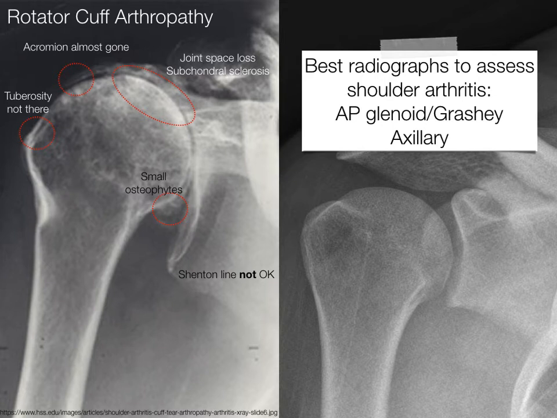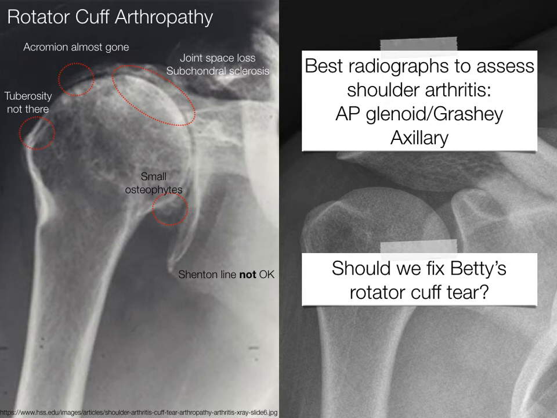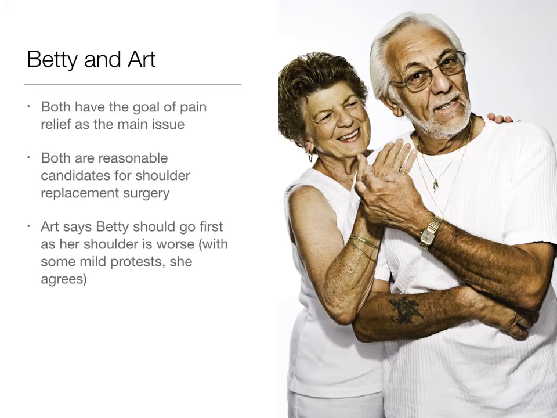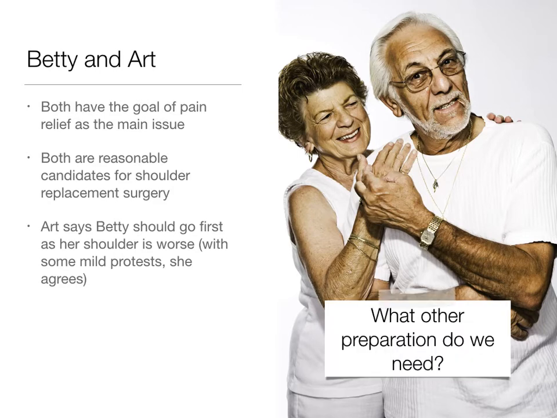The best x-rays to assess shoulder arthritis, in my opinion, are the AP glenoid x-ray and the axillary x-ray. By way of being a bit cheeky here, should we fix Betty's rotator cuff tear? In the end, it's clear both need shoulder replacements to achieve their goal of pain relief. They're in good health with reconstructible shoulders. One thing you'll note when dealing with older persons, especially couples, is that the order in which things get done becomes something of a negotiation, because each patient will need a caregiver, and there may be multiple steps involved.